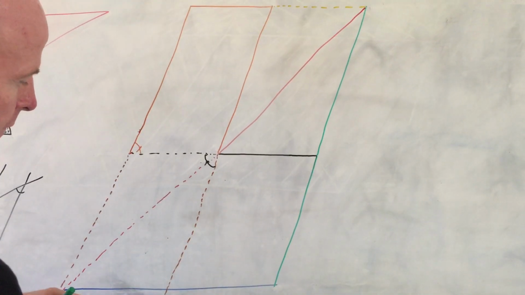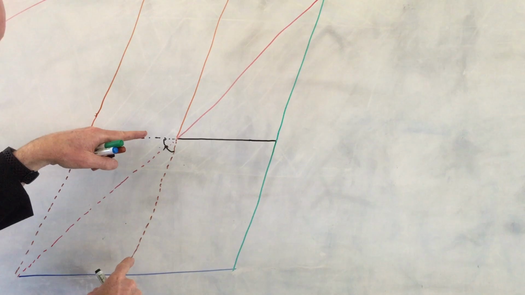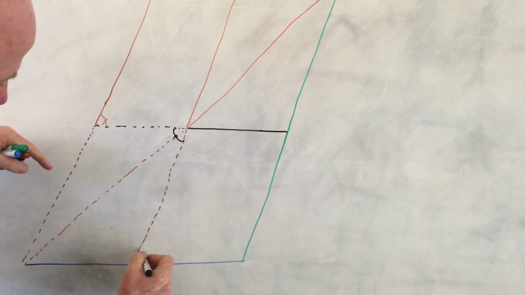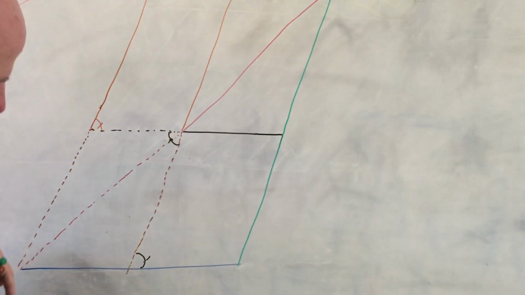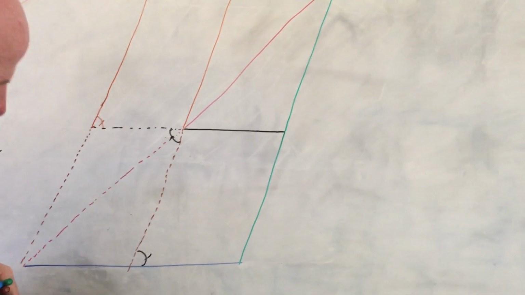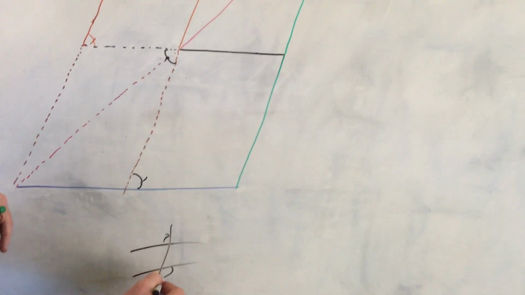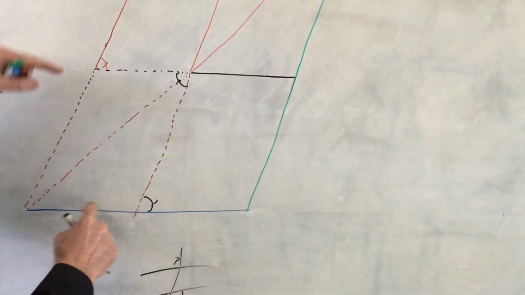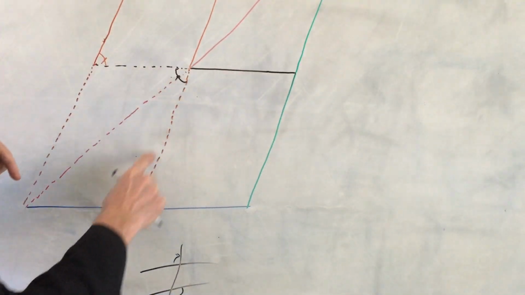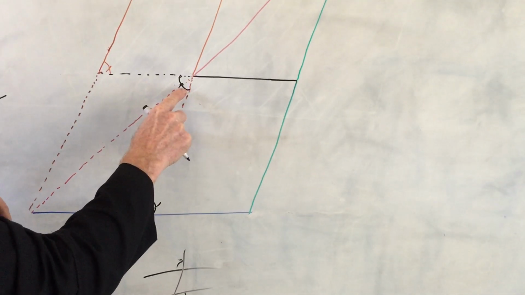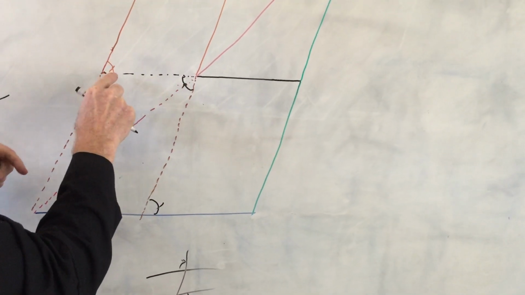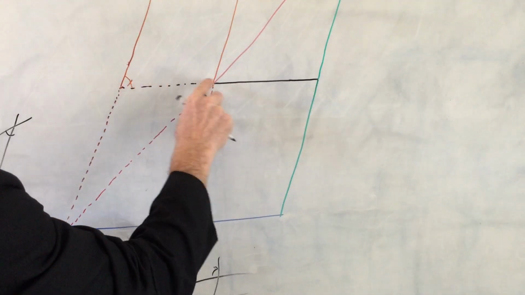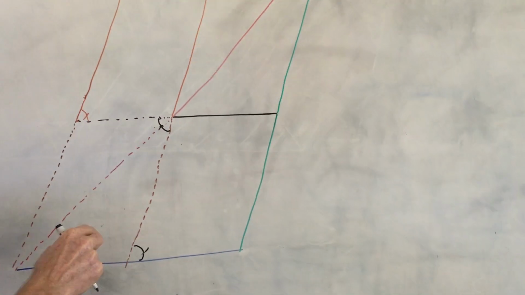So now here we have two parallel lines, and this straight line falling upon them, creating alternate angles equal, okay? So this is equal to this, because we have two parallel lines and a straight line falling upon them, creating alternate angles equal. And this is equal to this, because we have two parallel lines and a straight line falling upon them, creating alternate angles equal, okay?